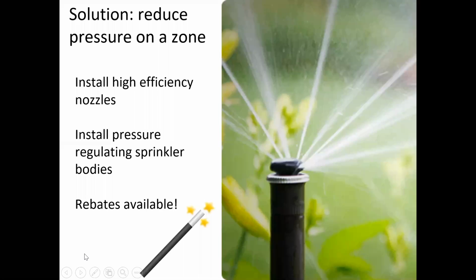And if you're seeing that the misting or overspray is only on one specific zone, it probably just means that you need to reduce your pressure on it. And you can do that by installing high efficiency nozzles, as well as pressure regulating sprinkler bodies. As we talked about before, they operate at a much higher PSI, but emit water at a slower precipitation rate. So that means that you're going to be irrigating longer, but you're going to have larger droplets actually reaching the roots of your lawn. We also have rebates available for this type of equipment as well.